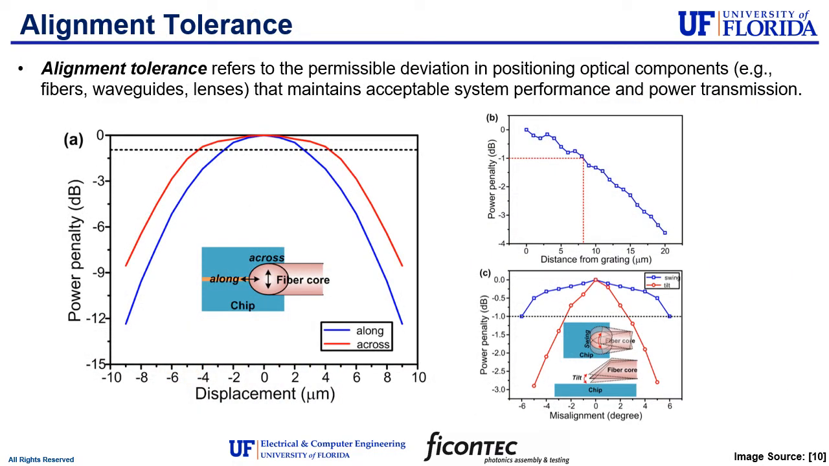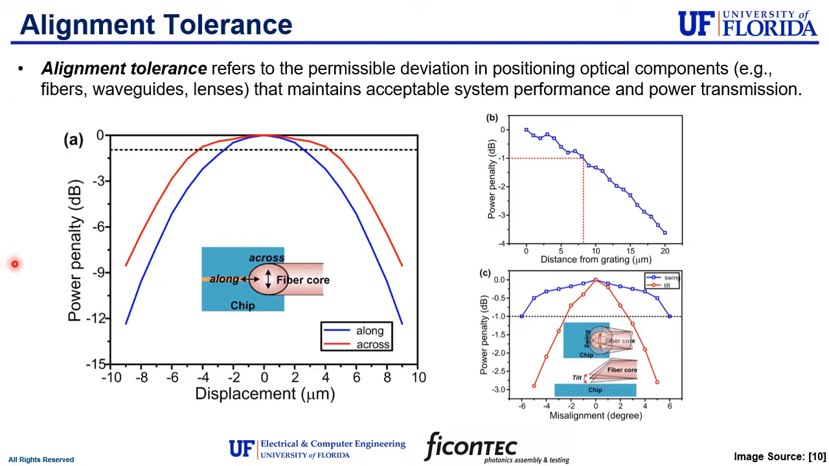Alignment tolerance refers to the allowable deviation or error in positioning optical components that maintains an acceptable level of system performance. This means that the fiber orientation has some wiggle room between perfectly aligned and completely misaligned, where the system performance is still acceptable, just not ideal.